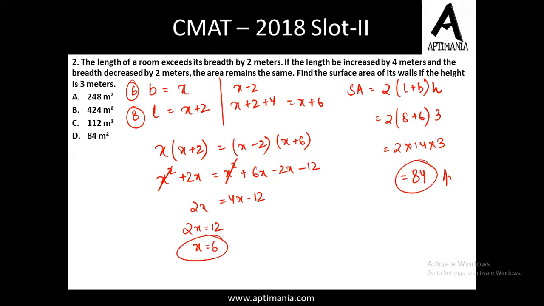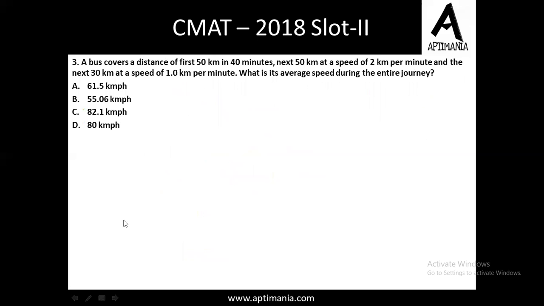So the total surface area of all the four walls together will be 84 meters square. For question number 2, option D, 84 meters square is the correct answer. Let's go ahead to the next question. Question number 3 is on the screen. Let's try to solve it out.